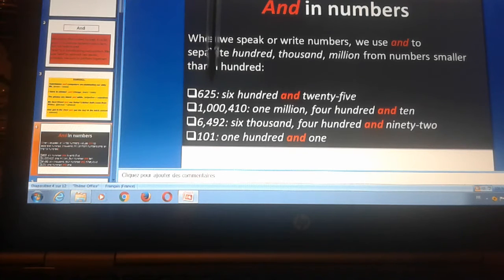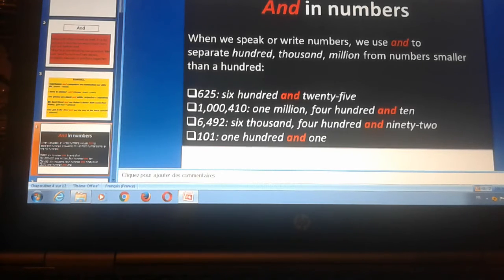Here we have 625. As you notice, and comes after 100. And here, 1,410, also and comes after 100. Another example, 6,492. As you notice, and comes here after 100. And the last one, 101.